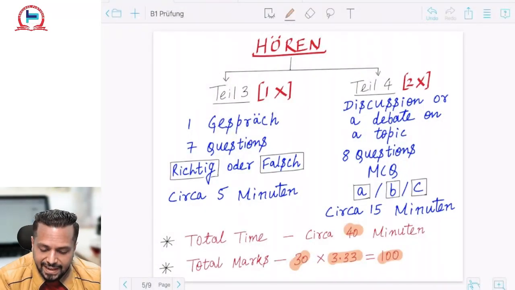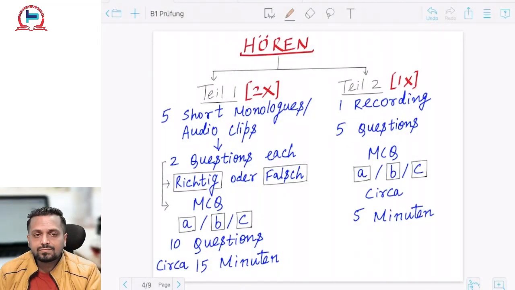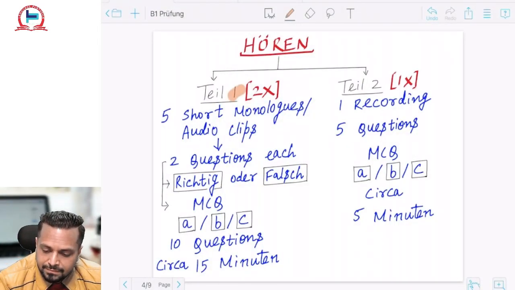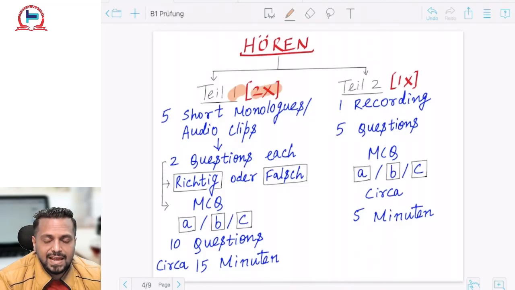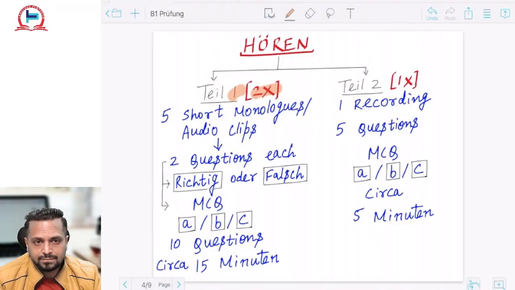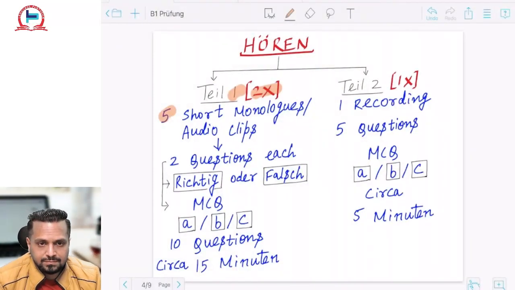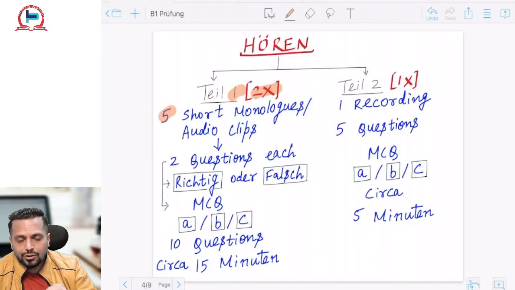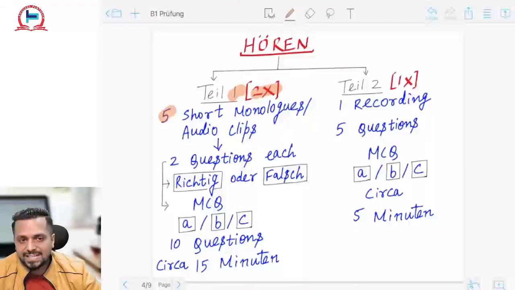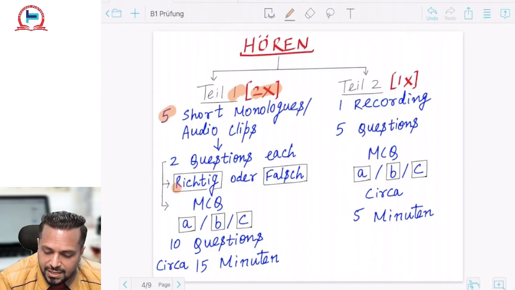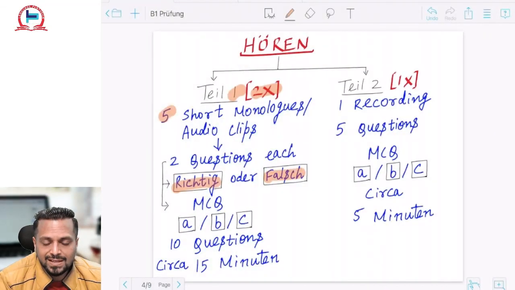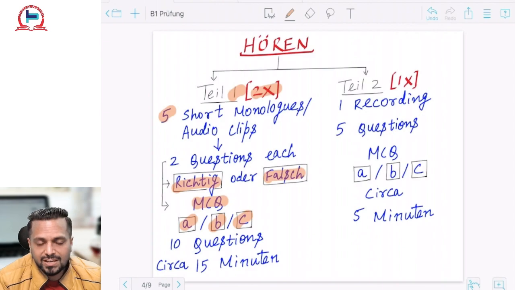Now let's discuss the tiles one by one in detail. Teil 1. It is zweimal, as in it is going to play twice. There are 5 short monologues or audio clips, and each comprises 2 questions. The first question is Richtig oder falsch based. The second question is MCQ based, where you have to select A, B, or C, the correct alternative from the three given choices.